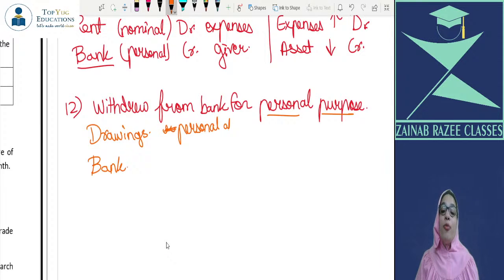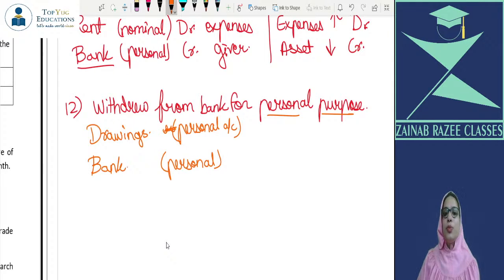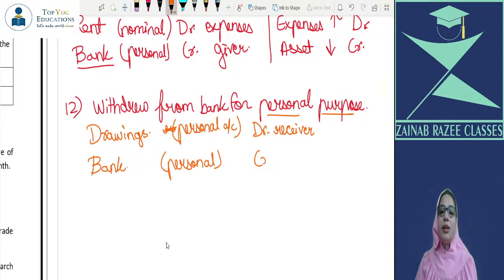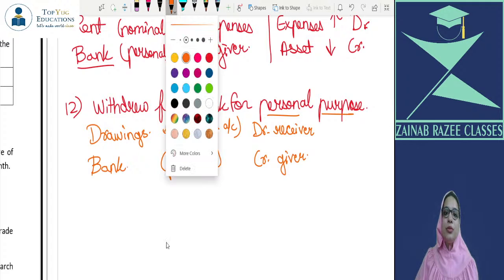It represents what amount the owner has withdrawn from business for his personal use. So it's a personal account, and as per traditional approach, even bank is a personal account. So debit the receiver. Drawings, when the owner is receiving, that is why debit, and bank is the giver, hence credit.